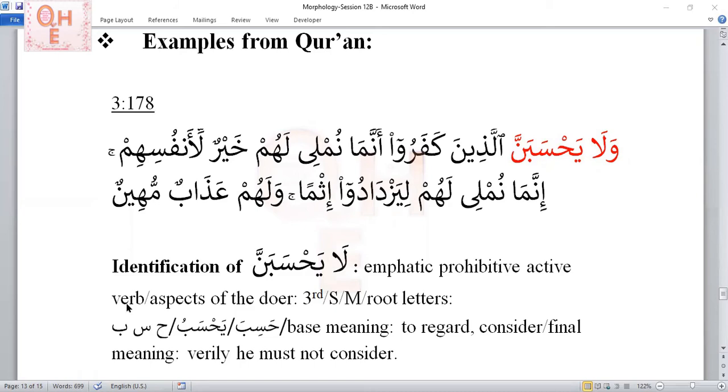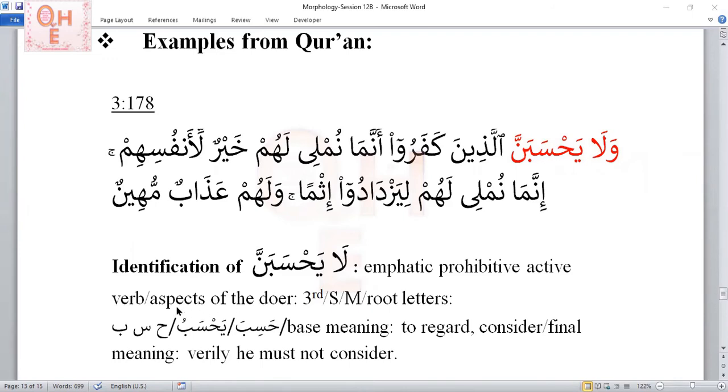And how do I know it's active? Because the ya has a fatha. And how do I know it's emphatic? Obviously, because of the noon shadda at the end. And how do I know it's prohibitive? Because we have lam fatha alif at the beginning. Because it's active, this verb is related to the doer, not a subject on which the work is being done. If it was passive, the ya would have a dhamma.